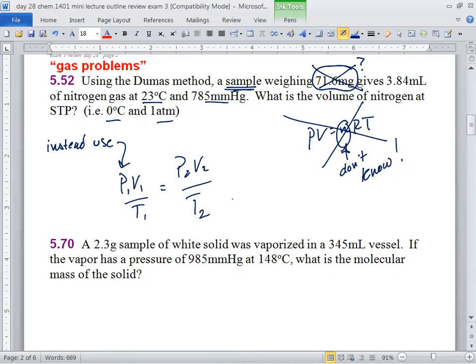And do you remember what temperature had to be in? It had to be in Kelvin, yes. Otherwise, everything gets thrown off. The other units just had to be consistent.